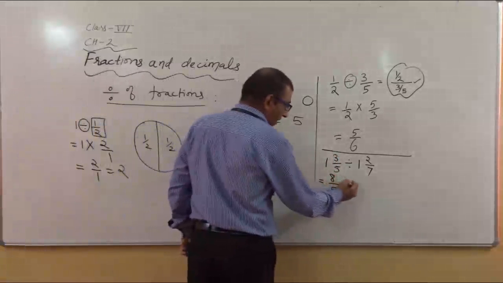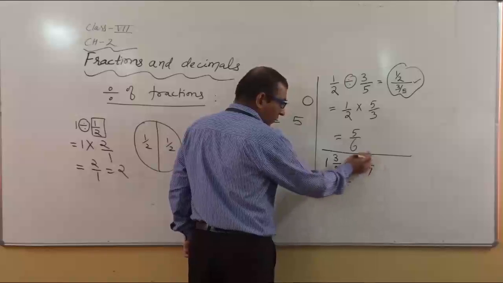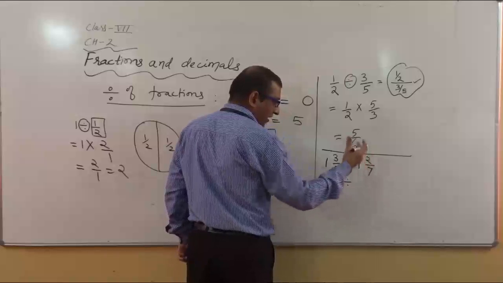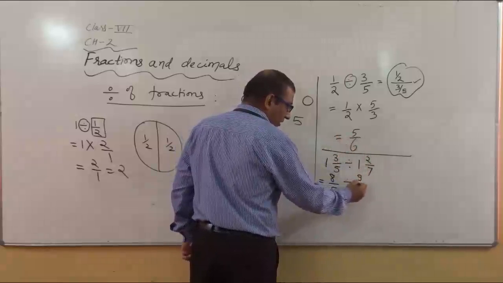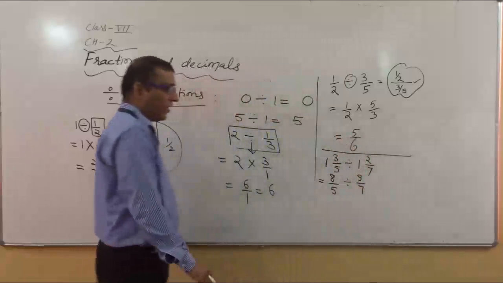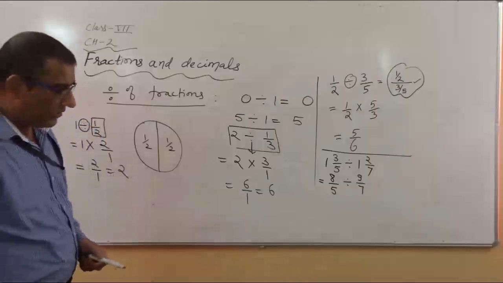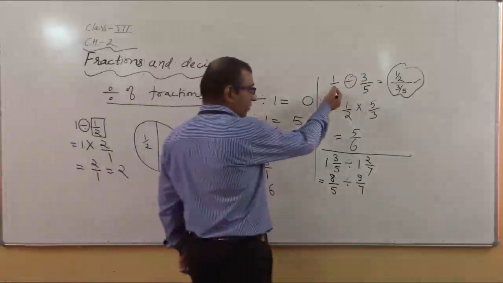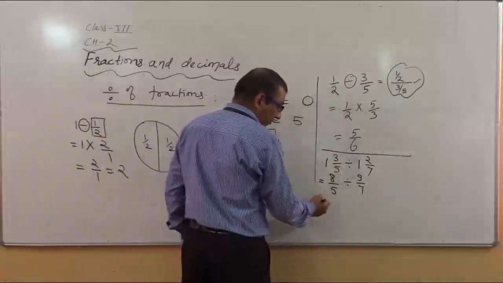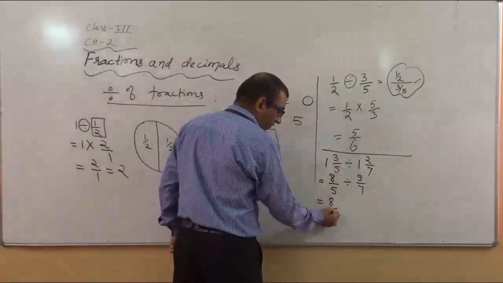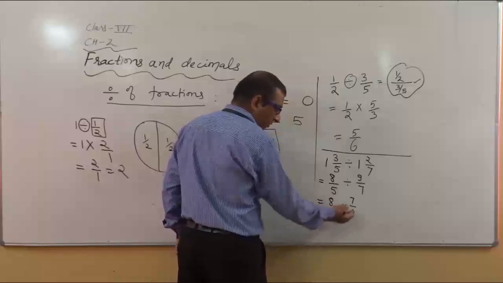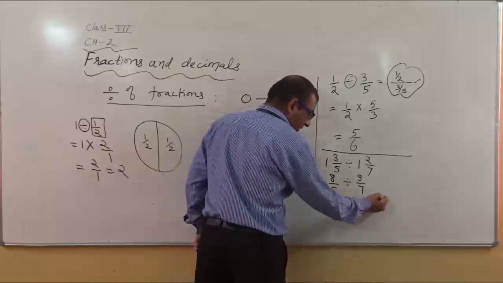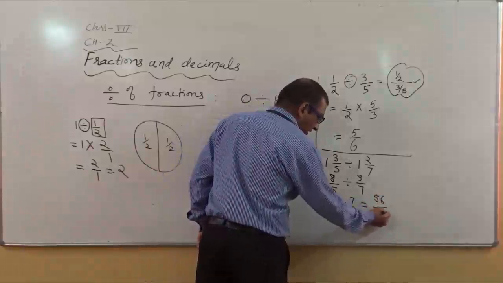Same concept we will apply here. Again you will convert this mixed fraction into an improper fraction. 7 times 1 is 7, 7 plus 2, 9 upon 7. So 8 upon 5 and 9 upon 7 both are improper fractions. Now again, as per this concept, what will come? 8 upon 5 multiplied by 7 upon 9. No cancellation is possible here. So 8 times 7 is 56 and 5 times 9 is 45.